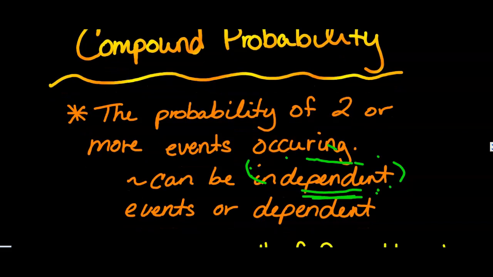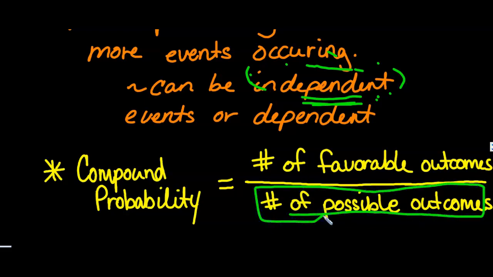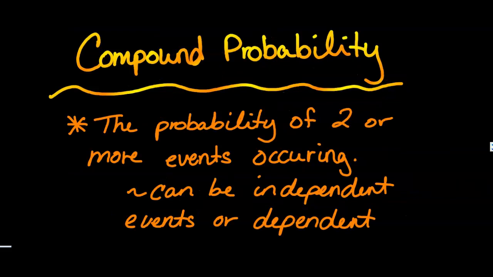So how do we calculate compound probability? The calculation is fairly simple. We're going to take the number of favorable outcomes and put it over the number of total possible outcomes. We have to identify the total possible outcomes by using either the fundamental counting principle or a sample space. Let's take a look at an example.